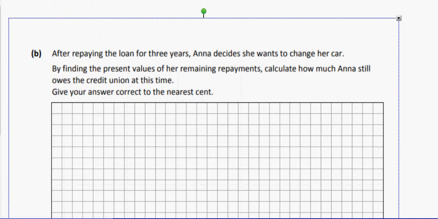Okay, after repaying the loan for 3 years, Anna decides she wants to change her car. By finding the present values of her remaining payments, calculate how much Anna still owes the credit union at this time. Okay.